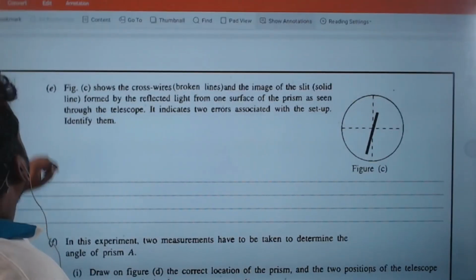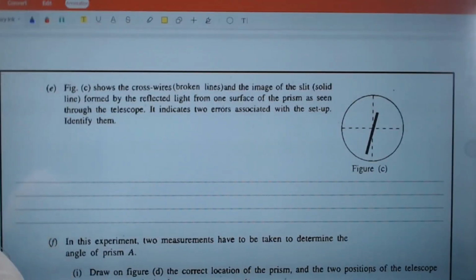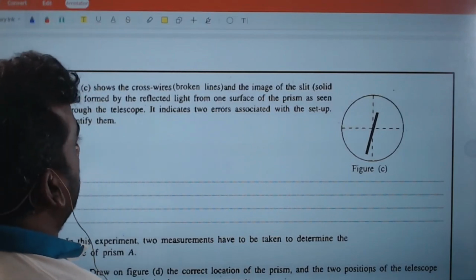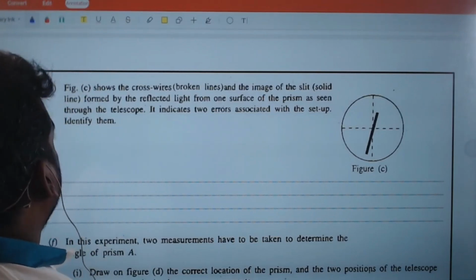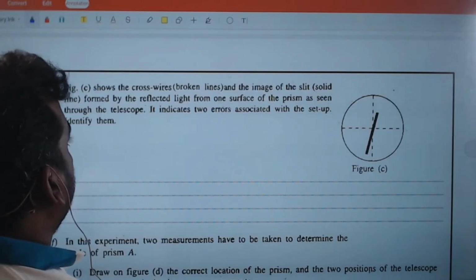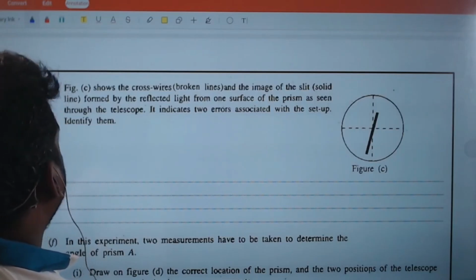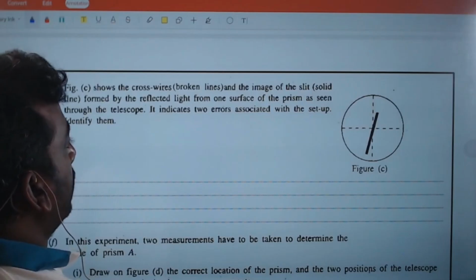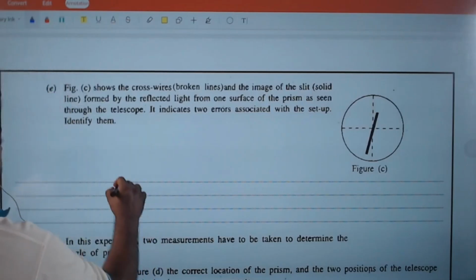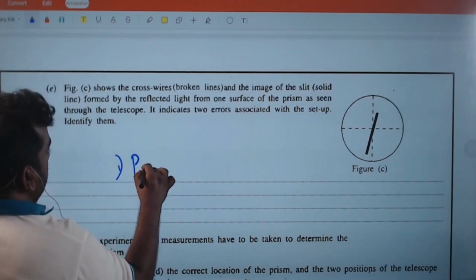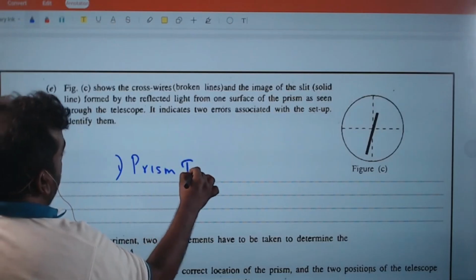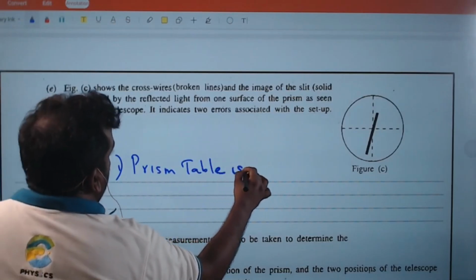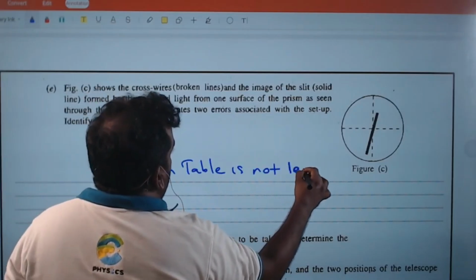Figure C shows cross wires and the image of the slit formed by the reflected light from the surface of the prism. It indicates two errors associated with the setup identified in the previous part. The first one is the prism table is not level. This is one error.